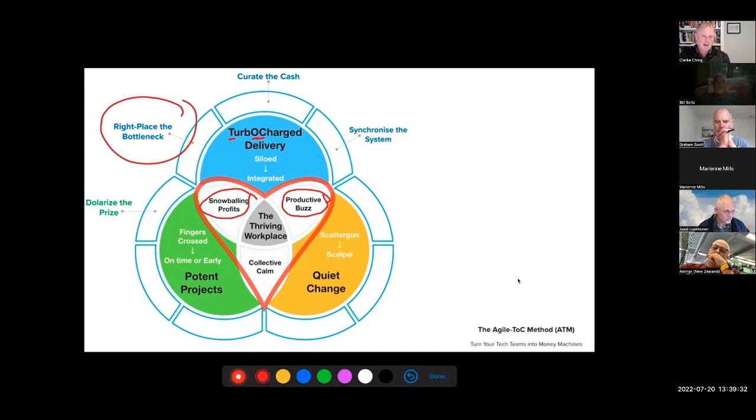Right. Now, dollarize the price. I'll come back to this one. And invert the pyramid. This is really just classic Agile project management with a twist. And stack the deck.